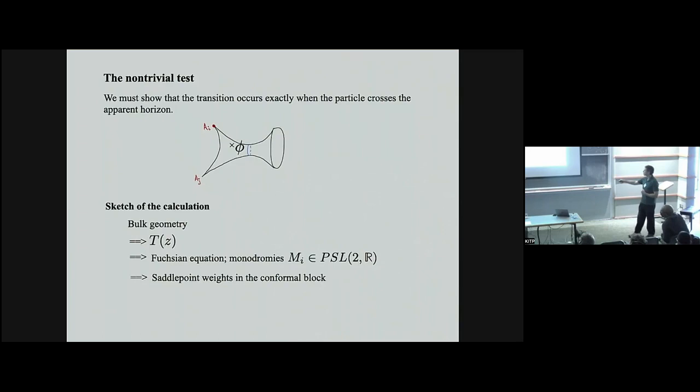Then there's a prescription due to Zamolodchikov to turn that stress tensor into the primary weights appearing in the OPE. It's not as simple as just integrating it to get the energy. That would be the total energy. There's a more complicated monogamy prescription for doing that, and that gives us the saddle point weights in the block.